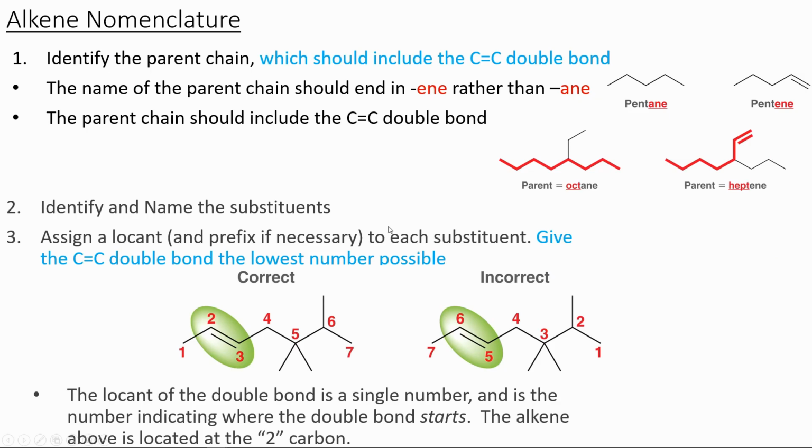So to begin with, we can take a look at this example. We identify the parent chain. So in this case, we have 1, 2, 3, 4, 5 carbons. If we go up, we have 6, 7 carbons. If we go here, we have 6, 7, 8 carbons. But because the double bond is in this position, we're actually going to go with the shorter chain, the one that contains the alkene in it.